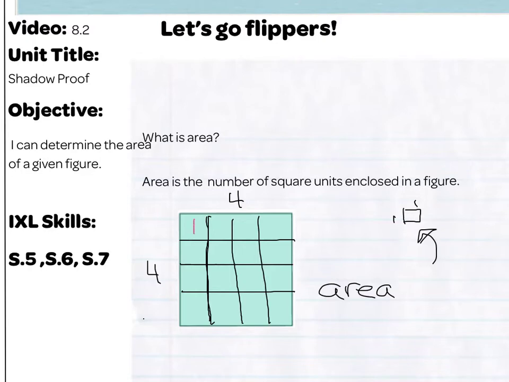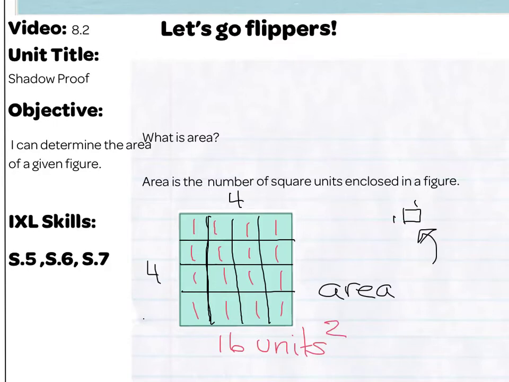So we've got 1, that's a 1 by 1. We've got 2, 3, 4, 5, 6, 7, 8, 9, 10, 11, 12, 13, 14, 15, 16. So there's actually 16 square units, and we write units squared.